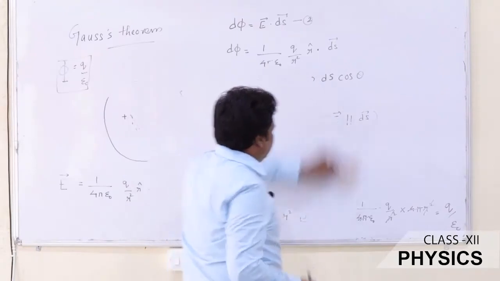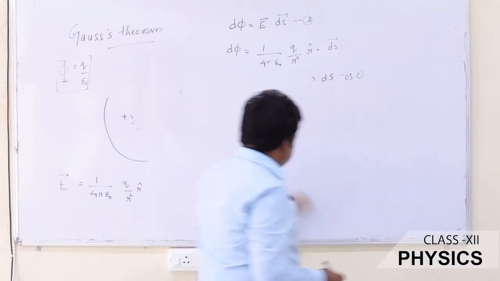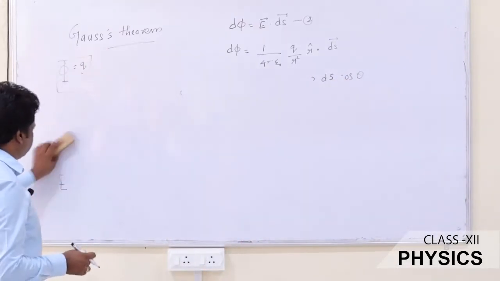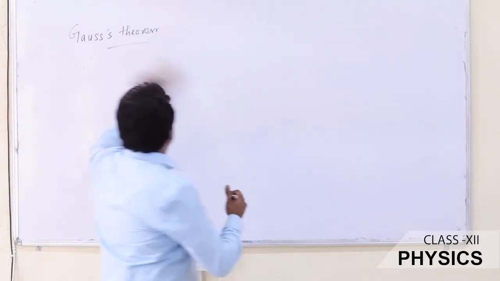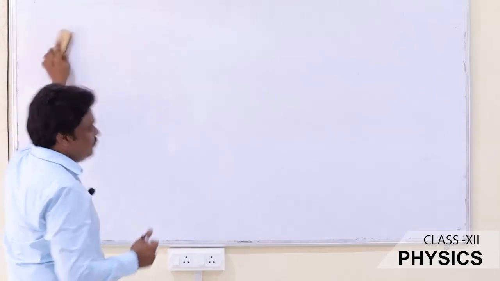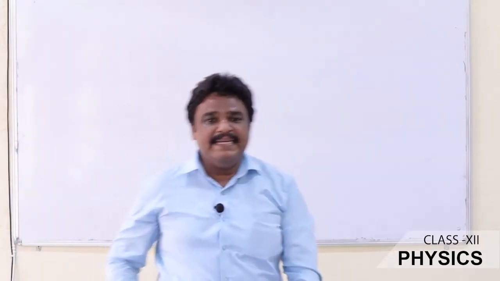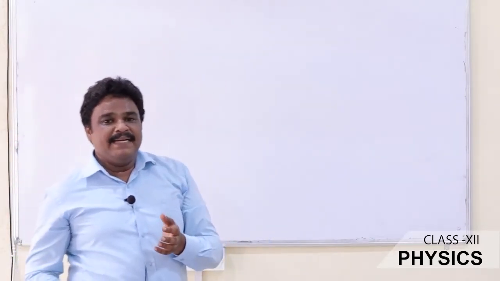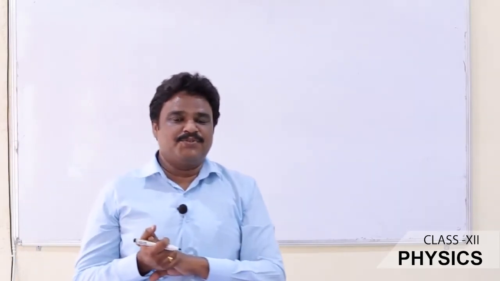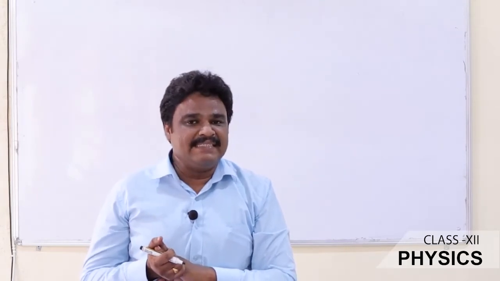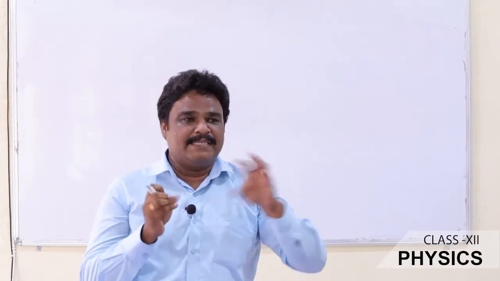Now, I am going to introduce a very new term, Gaussian surface. What do you mean by a Gaussian surface? Before getting into that, we studied Coulomb's law and the superposition principle. Ultimately, they are all used to find the electric field intensity if the problems involved are simple.